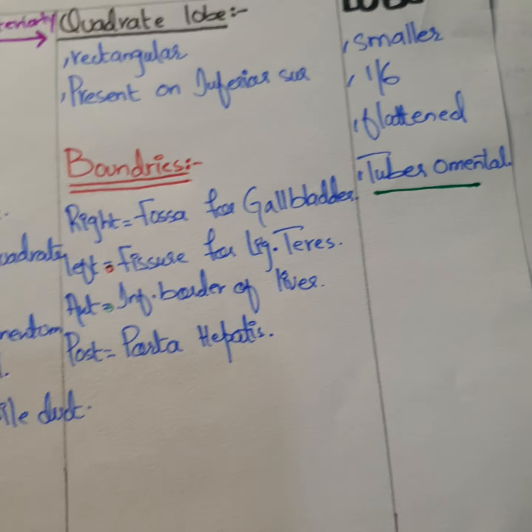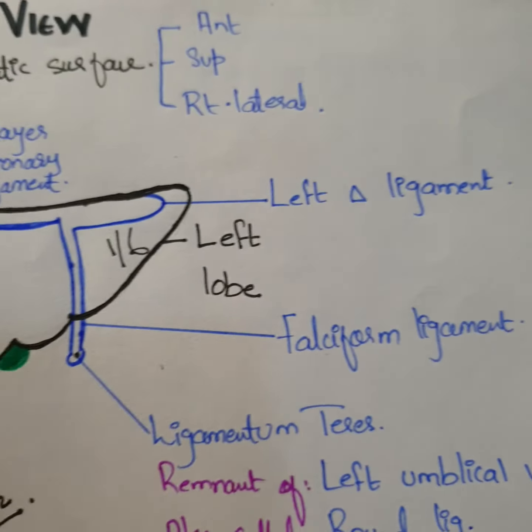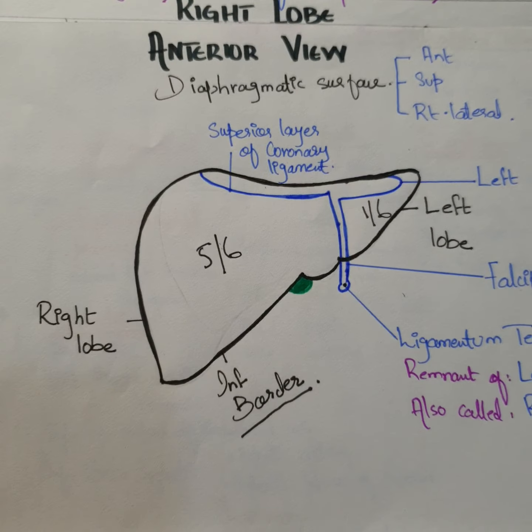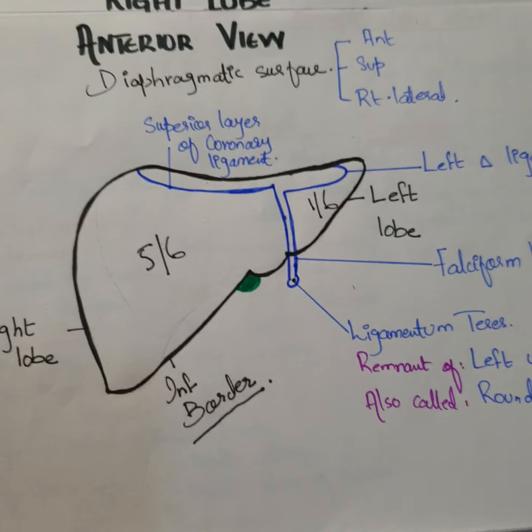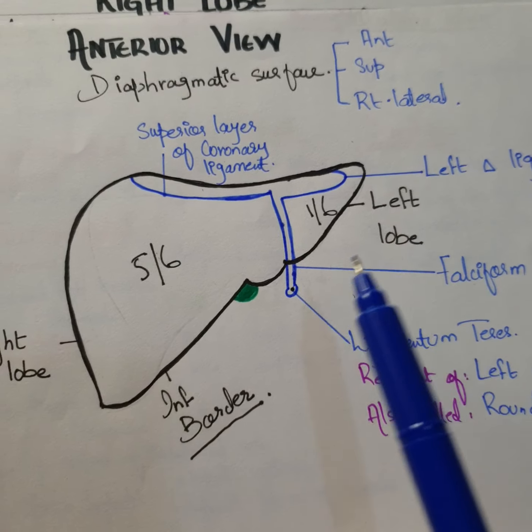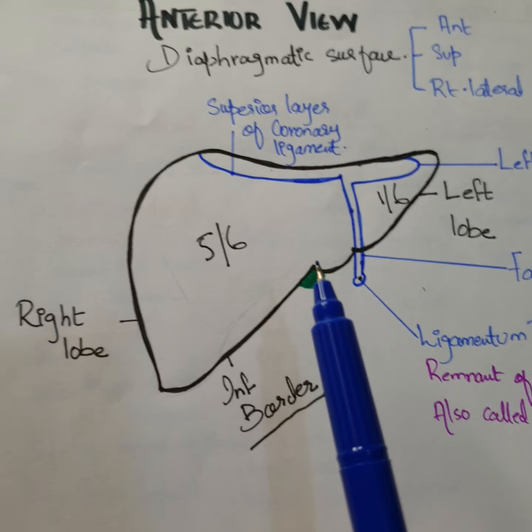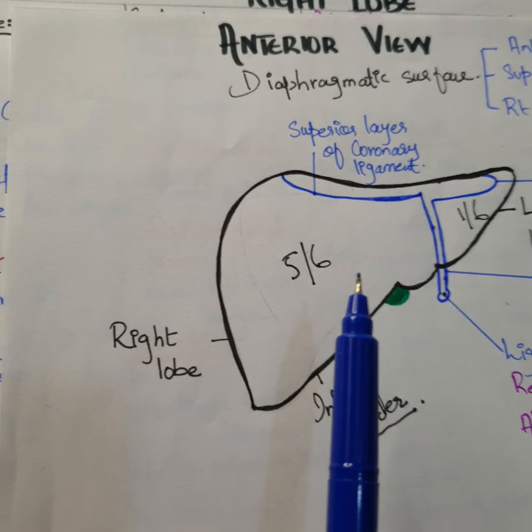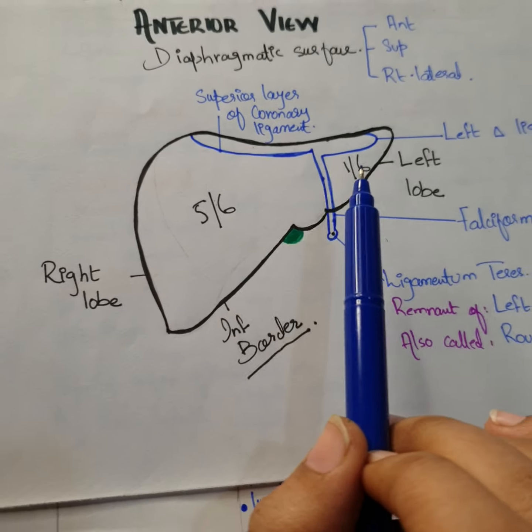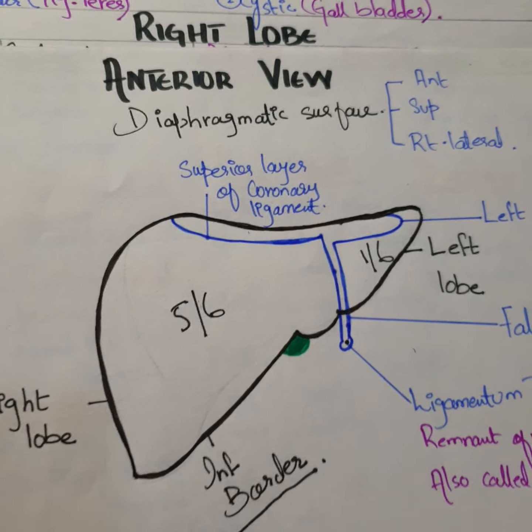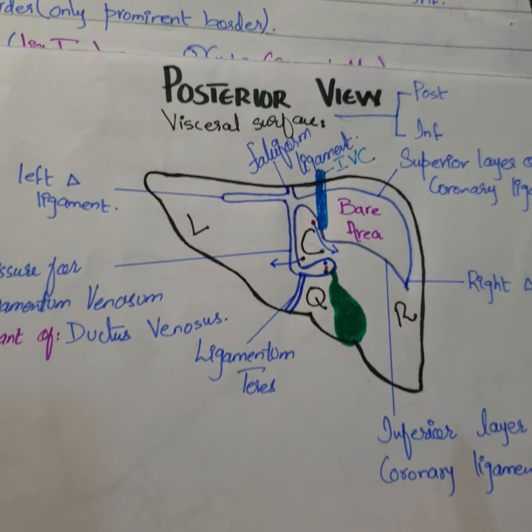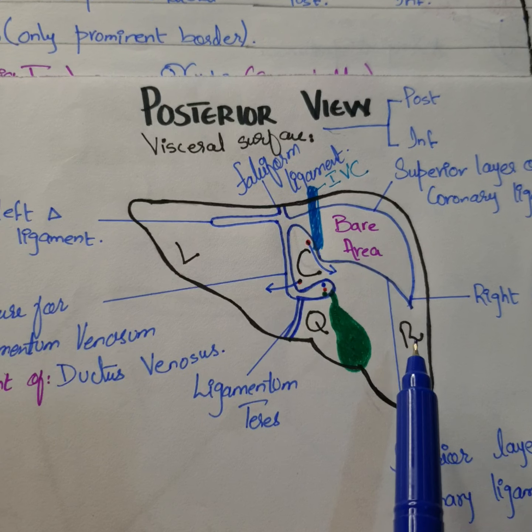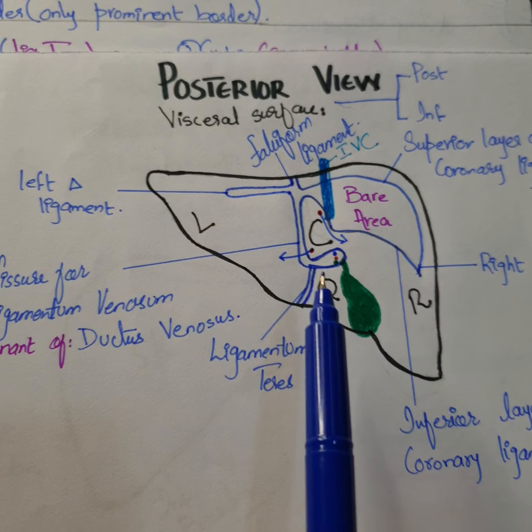Here we had a look at the anterior surface of the liver, the diaphragmatic surface made by the anterior, superior, and right lateral surfaces, and in it we can see only 2 lobes in the anterior view, the right lobe and the left lobe divided by the falciform ligament, whereas in the posterior view we can see 4 lobes of the liver: right lobe, left lobe, caudate lobe, quadrate lobe.